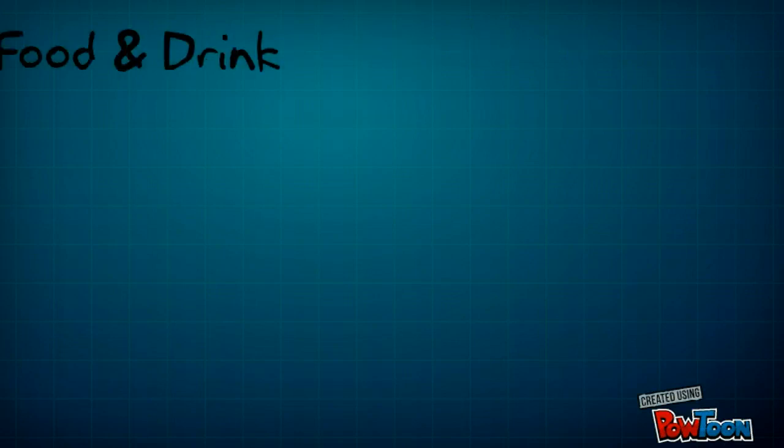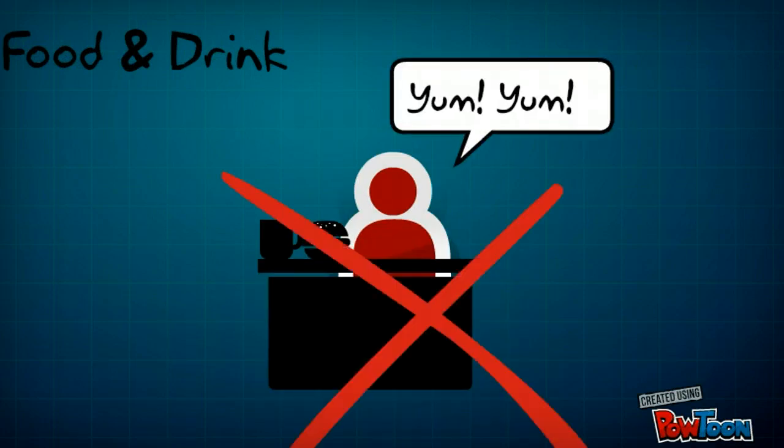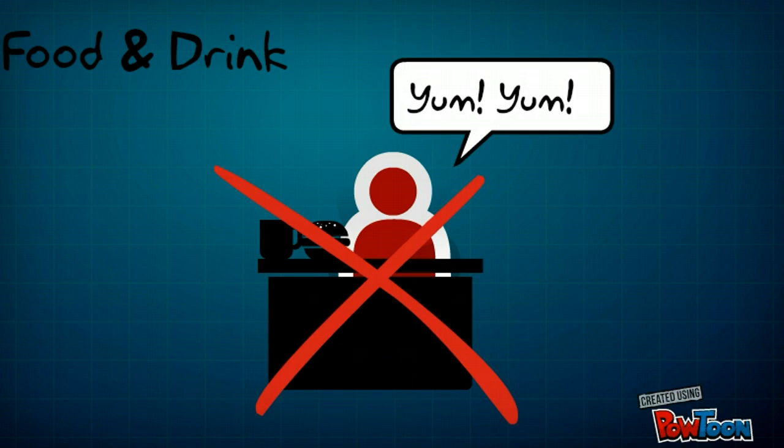Another procedure that is important is knowing when it is acceptable to eat or drink in the classroom. Students are not allowed to eat or drink in the classroom unless they receive permission from the teacher. Students who are caught chewing gum will be asked to spit it out.